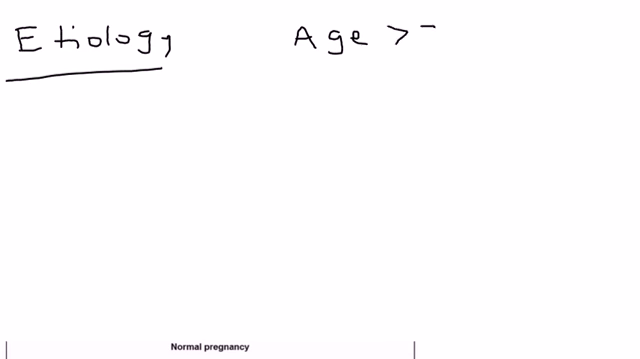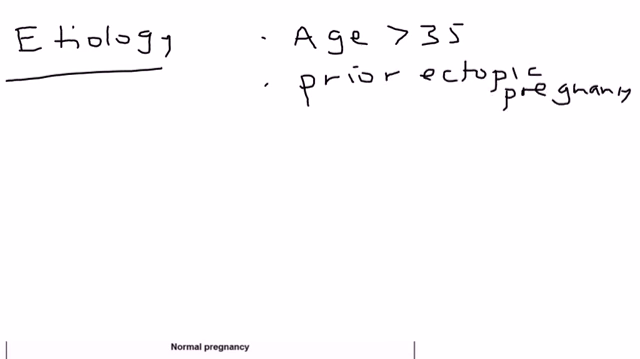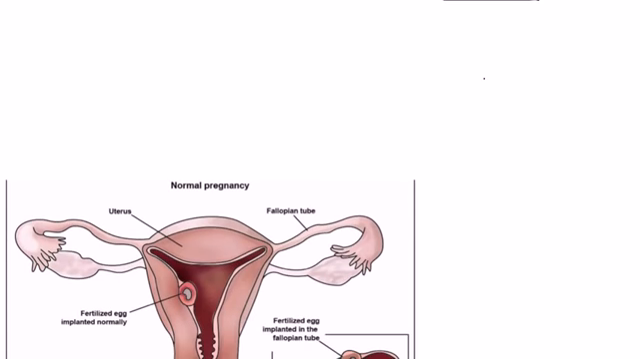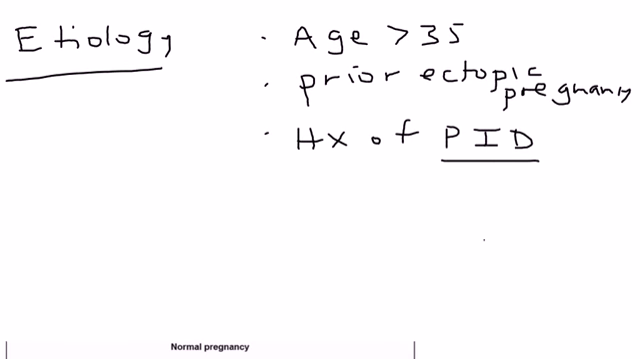Here's some of the risk factors. Advanced age, a prior ectopic pregnancy. Another reason that this can happen is a history of pelvic inflammatory disease. And the reason that is because when you have pelvic inflammatory disease, that can result in scar tissue being formed in the fallopian tube. And when the scar tissue forms, it prevents the fertilized egg from traveling down to the normal or correct location. So that's why pelvic inflammatory disease can be a risk factor.